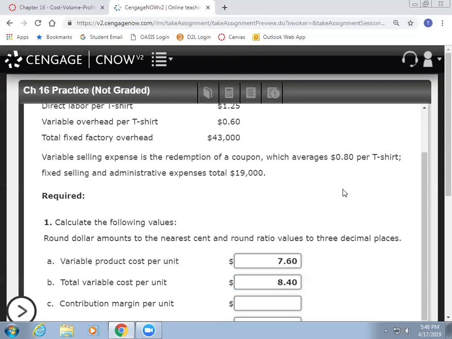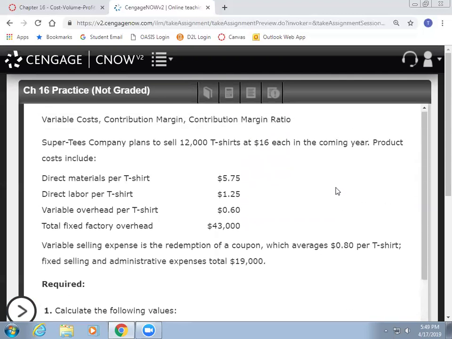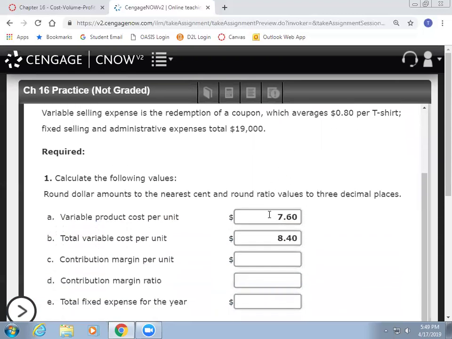From there, we can calculate our contribution margin per unit. On your notes, you have that contribution margin is the sell price minus the variable cost. Make sure you choose the total variable cost, not just the product cost. So contribution margin is sales minus total variable cost. Our sales price is $16 minus our variable of $8.40, so $7.60, same as our variable product cost. That's not always that way.